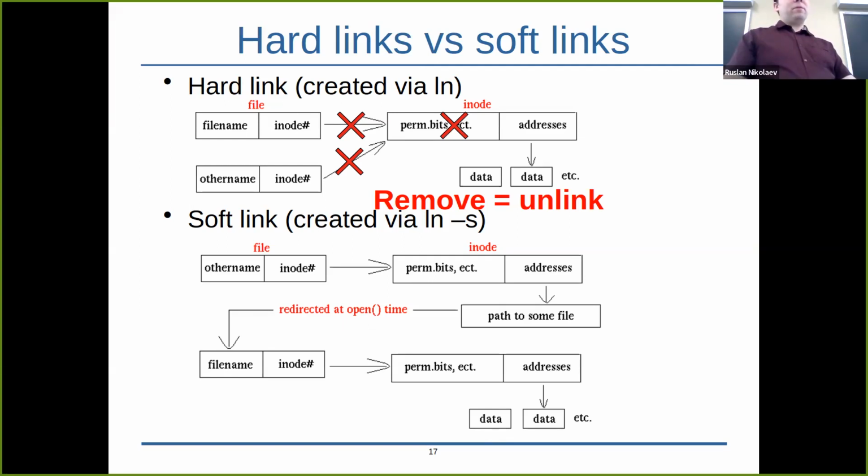So whenever we open home Alice 2.txt, that will redirect me to the original file that it points to. By default, it will open that file, home Ruslan 1.txt. There is a way, of course, in open to specify that you don't want to follow the symbolic link. I think it's called no follow or something like this option. But by default, it will go and follow that link.